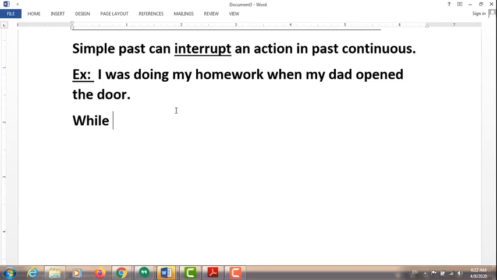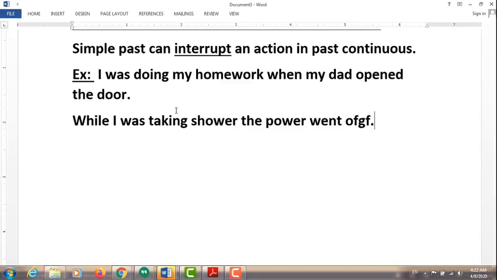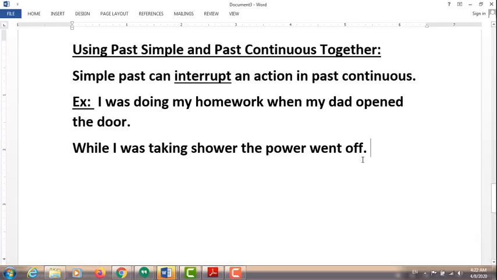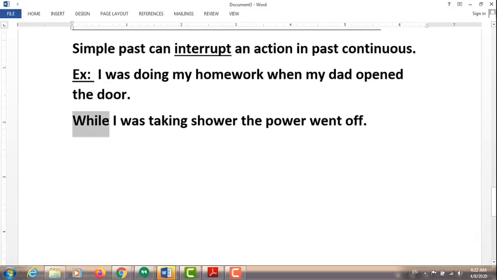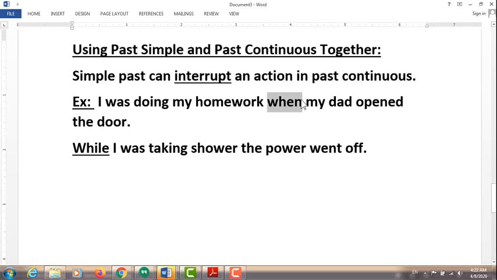While I was taking a shower, the power went off. So you were taking a shower, okay? Then what happened? The power went off, okay? So these are the conjunctions you have to use, while and when. It doesn't matter which clause you are using first, simple past clause or past continuous clause, okay?